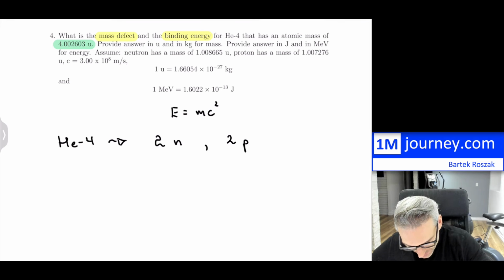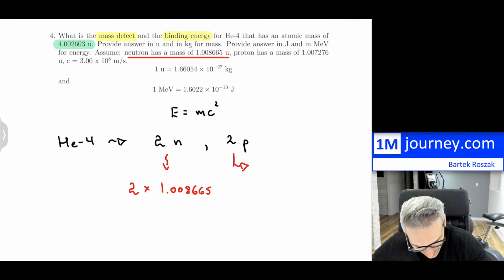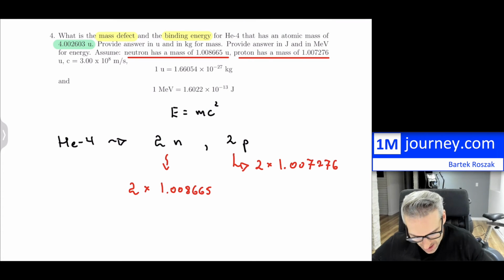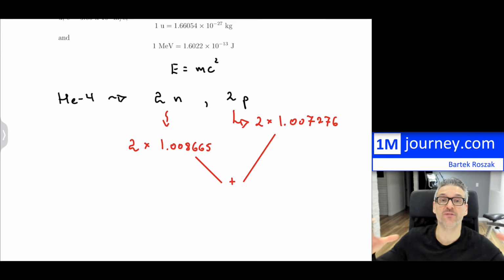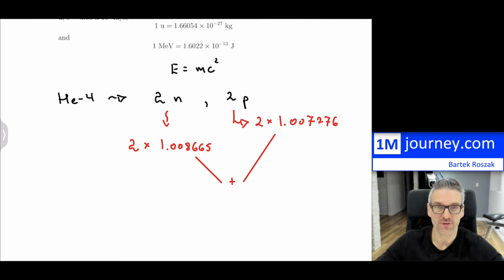So in order to do this, I have to now find out, within here, these two, so this is going to be 2 times the neutron. They actually give us what the mass is, which is 1.008665. Now, the protons, I have 2 of those, so I'm going to multiply this. They also give us that, which is right here, the proton, times 1.007276. Now, if I bring these two together and add them up, I'm going to get the mass of the individual components. Okay, so let's find out what this is.